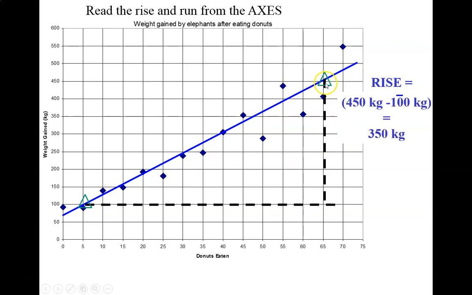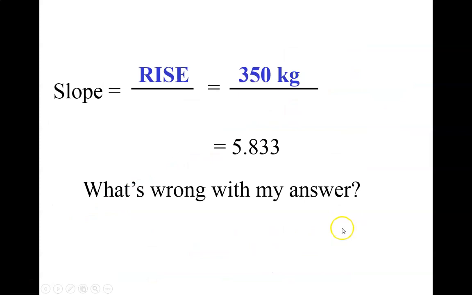Next we're going to calculate the rise and the run. The rise is, we're at 100 and we go to 450. So the rise is 450 minus 100, equals 350 kilograms. Don't forget units. And the run is going to equal 65 minus 5 equals 60 donuts. So that's a rise and a run. To calculate the slope, we put the rise over the run: 350 kilograms divided by 60 donuts, and we get 5.833.